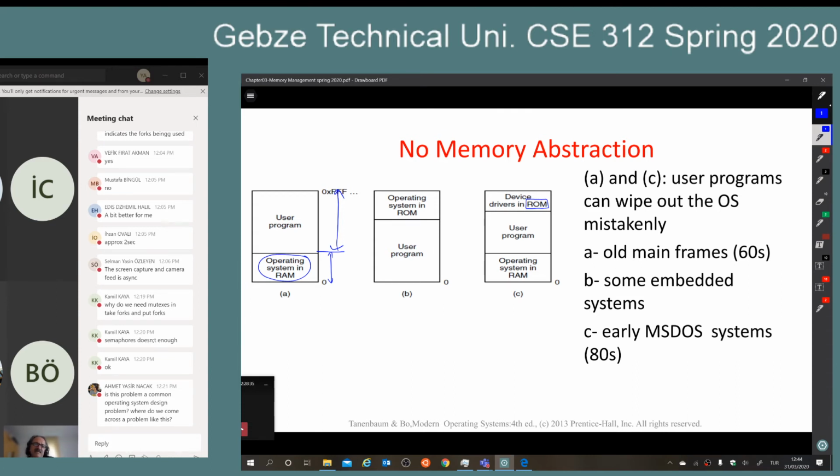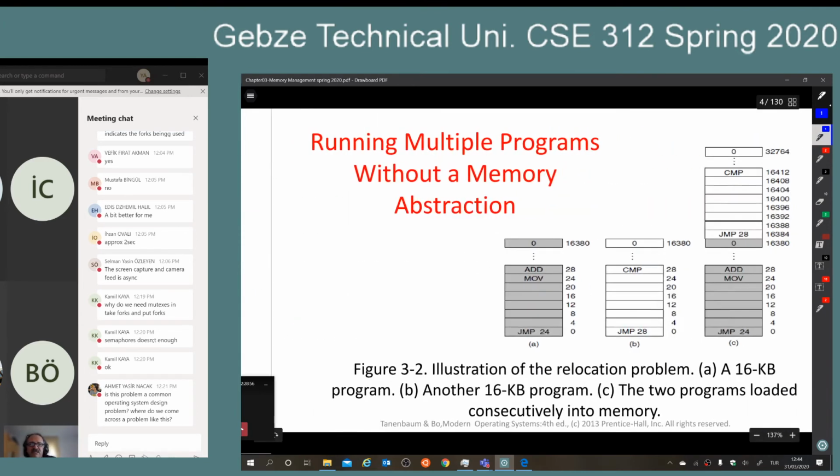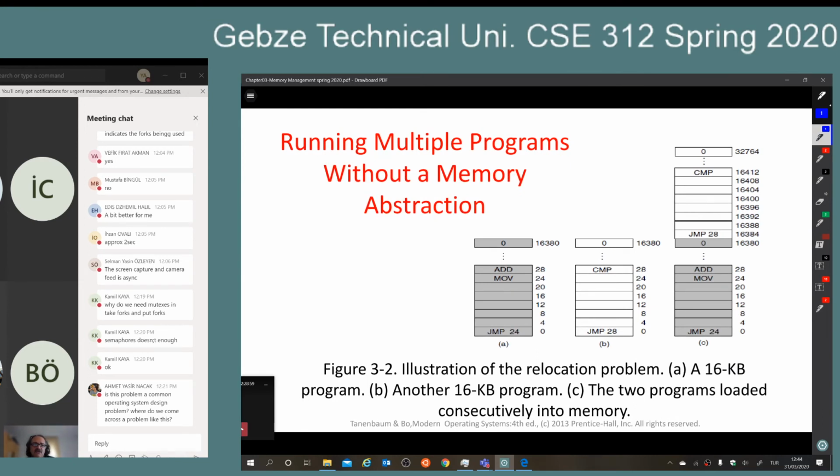What I'm saying is that for current computers, these are not possible anymore. I have to be more careful, like I did with CPU management, the idea of processes. I need to come up with ideas to abstract the memory so that I can manage it and make it fairly usable amongst the processes. So, the early versions of loading more than one program inside my memory and switching between them: running multiple programs without memory abstraction.